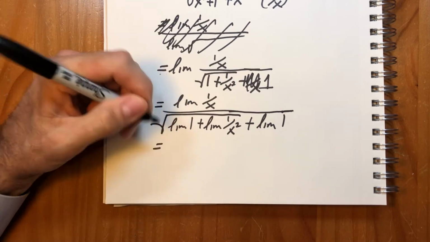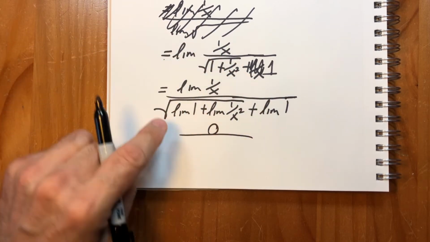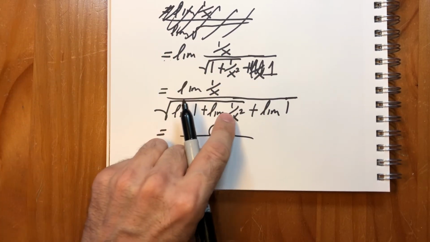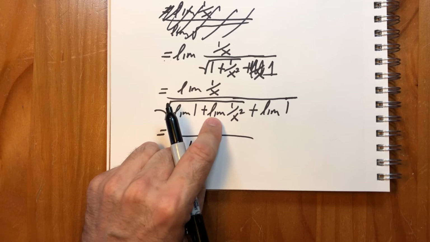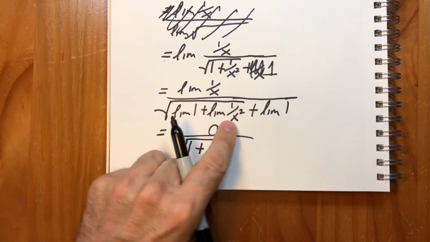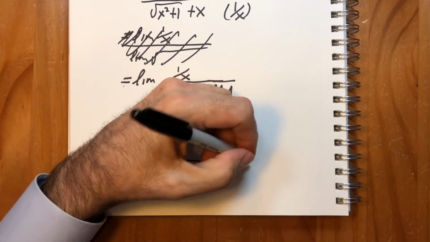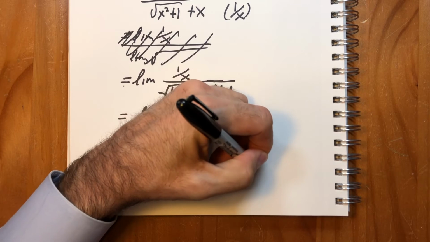So now that equals, this is 0. The limit of 1 is 1. The limit, as x approaches infinity, of 1 over x squared is 0. And the limit of 1 is 1. So that just equals 0 over 2 equals 0.